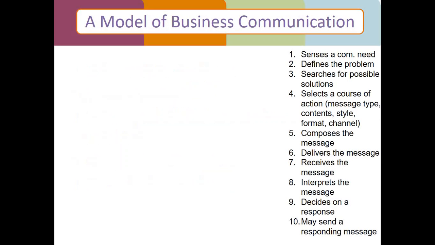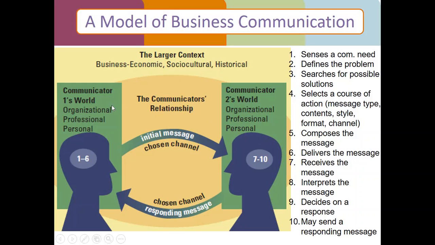Now let's look at a model of business communication. There is a communication process. These are the steps of communication, steps from 1 to 10. If we look at the process, the initial message is between steps 1 to 6, and then the responding message is done between steps 7 to 10. So this is how communication is done in a business, economic or cultural context.